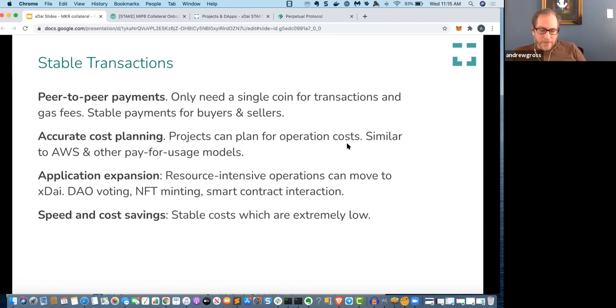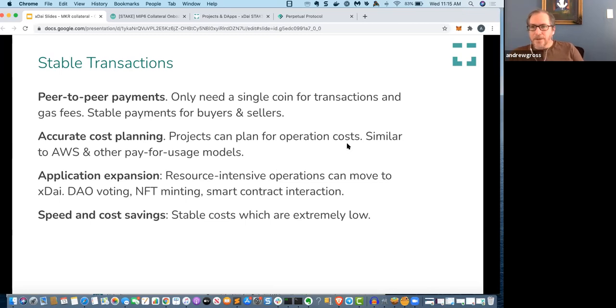So for example, it follows that AWS model that projects expect, where you know how much things are going to cost ahead of time. It's not going to be based on the volatility of the market, so you can plan for those things. And it's allowed applications to expand to xDAI, so to move some of their resource-intensive operations over to xDAI.